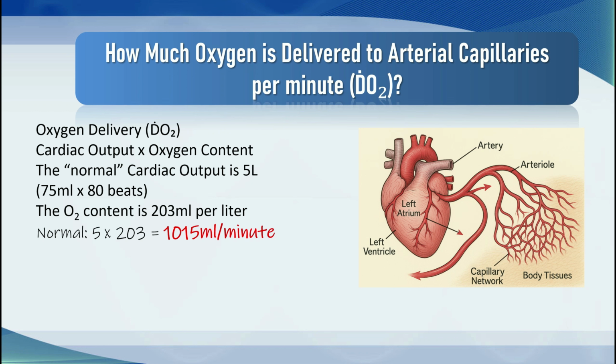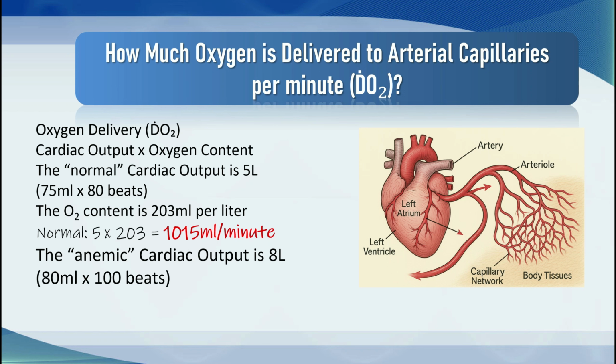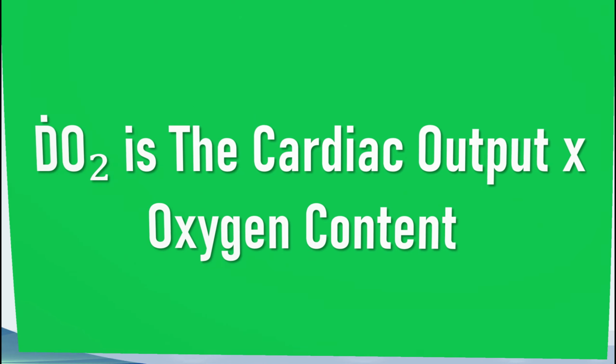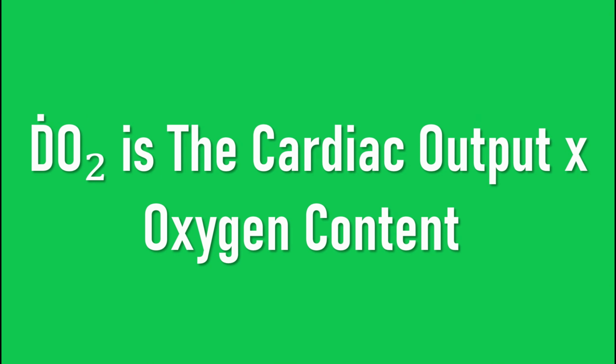1,015 mils per minute. Our anemic patient's cardiac output is actually 8 litres, and that's 80 mils, a slight increase in the stroke volume, but a dramatic increase in the heart rate to 100. And 8 times 110 mils is 880 mils per minute. So the DO2 is the cardiac output times the oxygen content. And again, this is a core knowledge calculation.